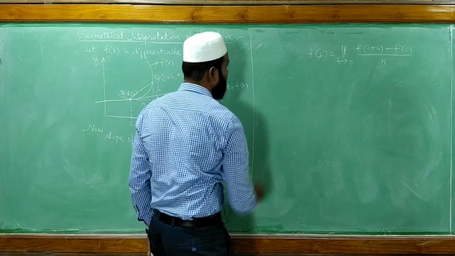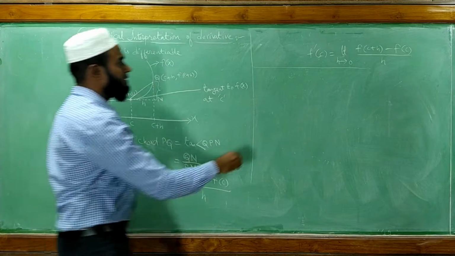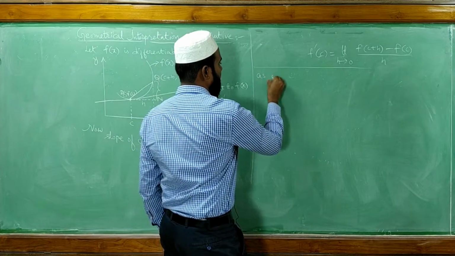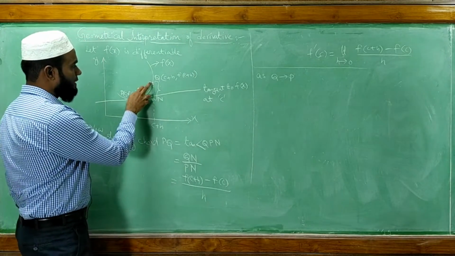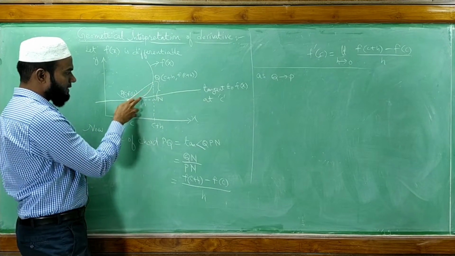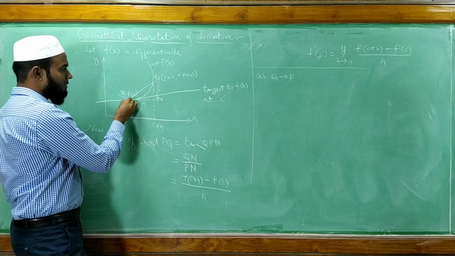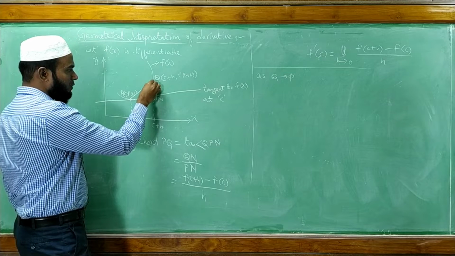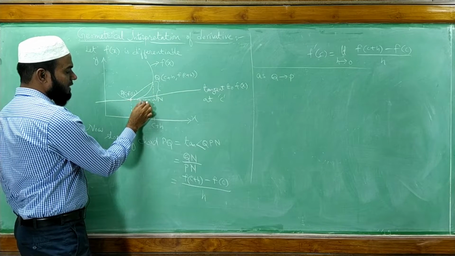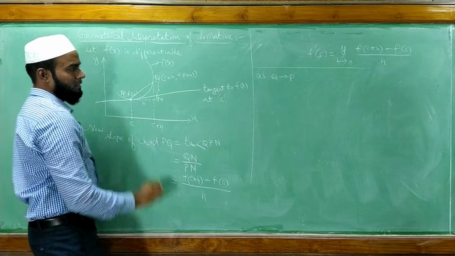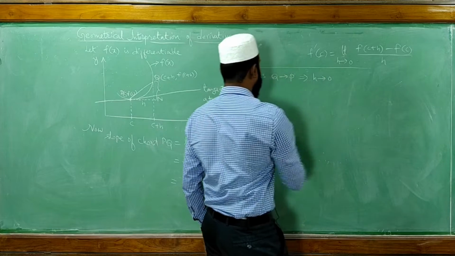Further, you leave this. Further, I am considering as Q goes to P. As Q goes to P, when this point Q reaches P on this curve, then what will happen? When this point Q reaches P, then this distance will reduce. That is, h will become 0. As Q goes to P, this implies h goes to 0.